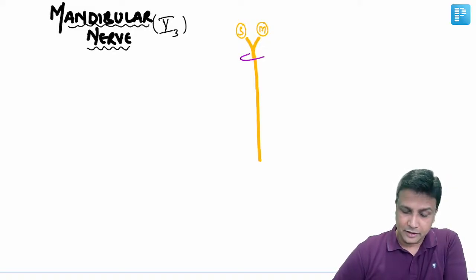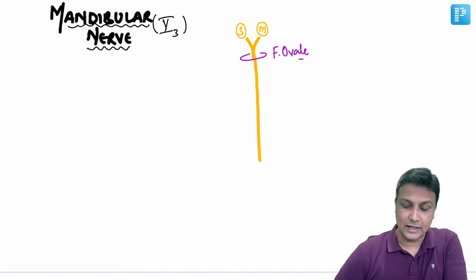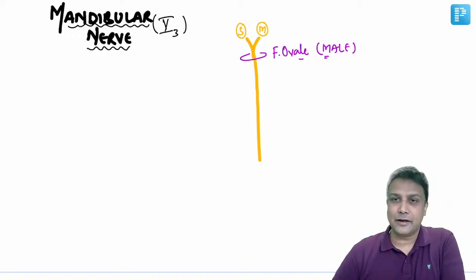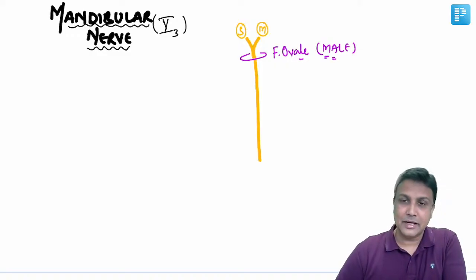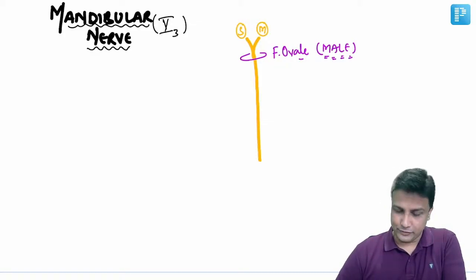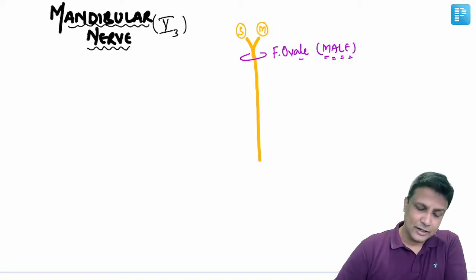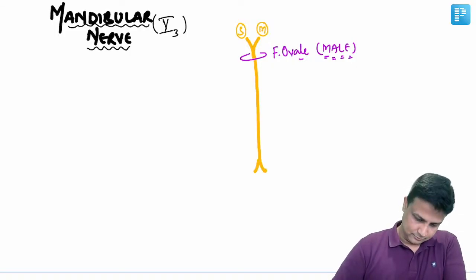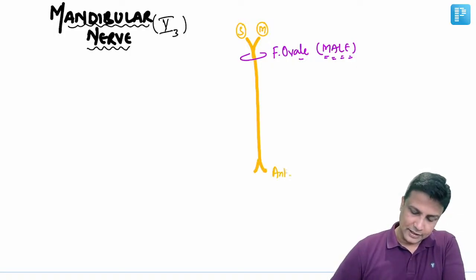Now this mandibular nerve is going to pass through a foramen. That foramen is referred to as the foramen ovale. I hope you all remember the mnemonic MALE here. M stands for mandibular nerve, A for accessory meningeal artery, L for lesser petrosal nerve, and E for emissary vein. So the mandibular nerve is going to pass through the foramen ovale. First of all, you have the trunk of the mandibular nerve here, and that trunk finally divides into two divisions. One is the anterior division and the other is the posterior division. Fine.